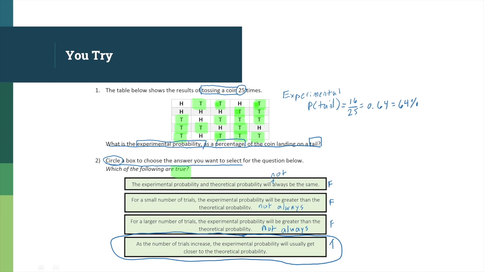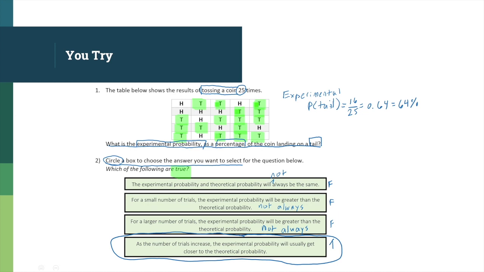We go through the first one, that experimental probability and theoretical probability will always be the same. That is false. They will not always be the same. And I put an F at the right to indicate that. The second one, for a small number of trials, the experimental probability will be greater than theoretical probability. Again, that's not always the case. That's false as well. The third one, for a large number of trials, the experimental probability will be greater than the theoretical probability. Again, not always, so that one would be false as well, because the words are very important.